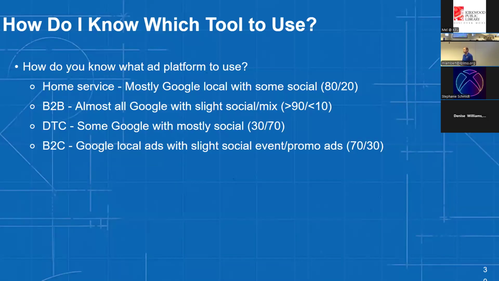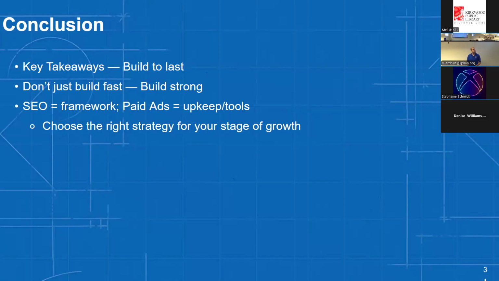B2C, business to consumer. So these are your retail shops, your brick and mortars, restaurants. You're going to be running mostly local ads with some social event or promo ads. So for Mother's Day, there were a lot of brunch specials, spa days. Father's Day is coming up, a lot of golf ads on socials. So if you're B2C, that's probably a 70-30 split is what I would do.